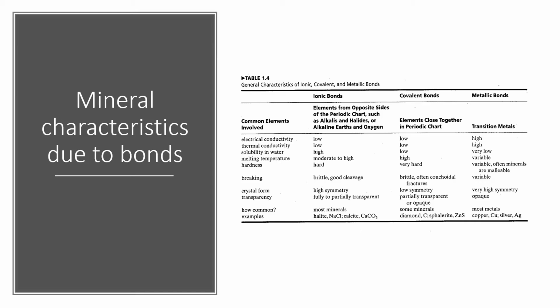So here we're going to have some mineral characteristics due to their bonds. Bonds are really important in the types of characteristics a mineral will have, like how it breaks. Is it transparent? Is it conductive of electricity or heat? How hard is it? A diamond is very hard, it can scratch glass, but talc is super soft. And what kind of shape will it take? All of this has to do with the type of bonds that are in it.